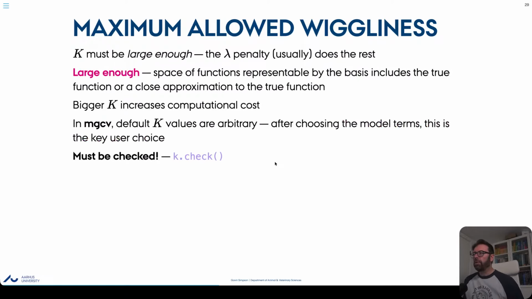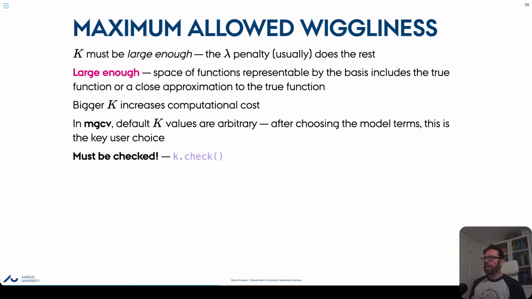But this is something that must be checked. So the key thing really is that k has to be large enough. Once you've set the basis up, once you've chosen how many basis functions you want to use, the penalty will usually do the rest, and it will shrink things away. Now, what do we mean by large enough?